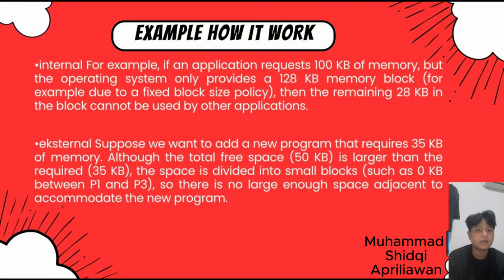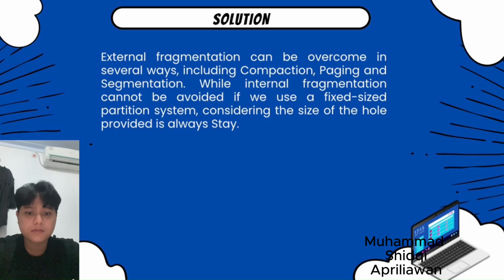And next is external fragmentation. Suppose we want to add a new program that requires 35 KB of memory, although the total free space of 50 KB is larger than the required 35 KB. The space is divided into small blocks, such as 0 KB between P1 and P3, so there is no large enough adjacent space to accommodate the new program.